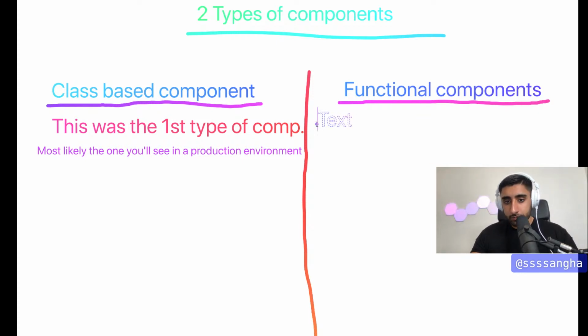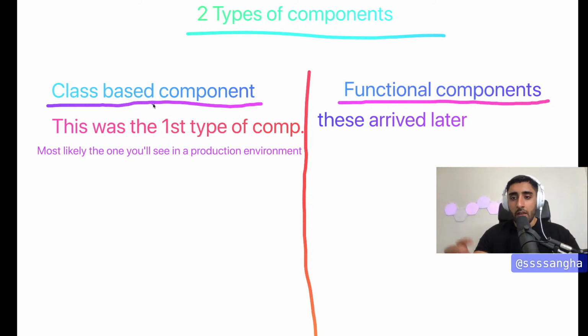So these arrived later, and essentially they're just functions. A class-based component has a lot of fancy stuff inside of it, which makes it work in a certain way. Functional components are literally, imagine you have some kind of input.